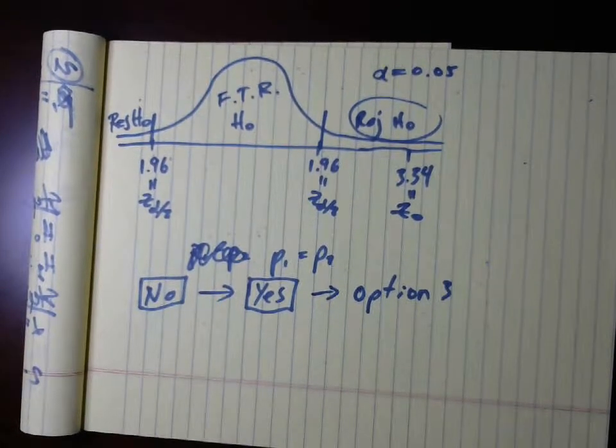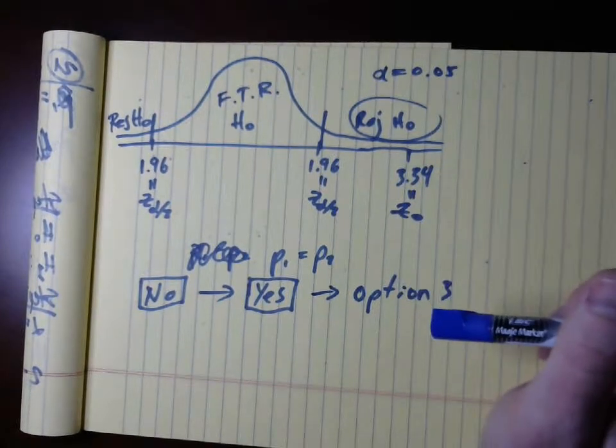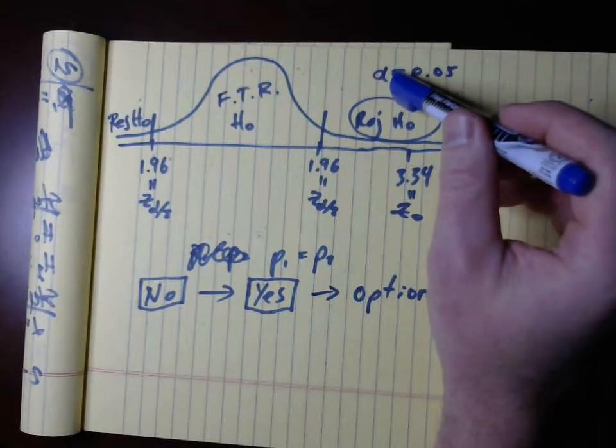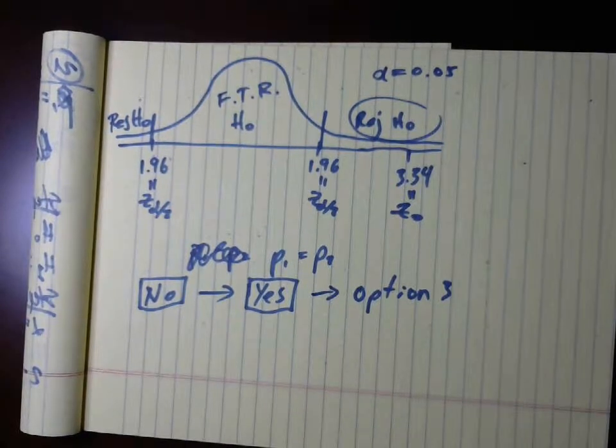And just the p-value approach again, the p-value approach is comparing alpha to the p-value. So alpha is 0.05 and the p-value is really, really small. And since alpha is larger than the p-value, we would reject H naught also. So we should get the same conclusion with the p-value approach.